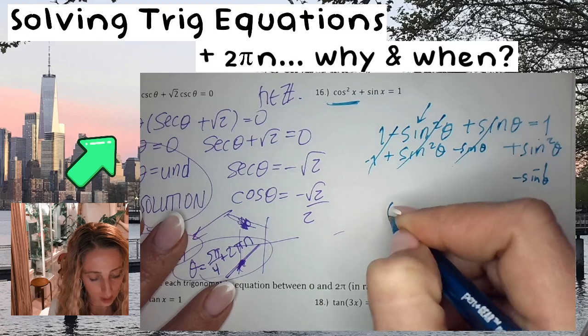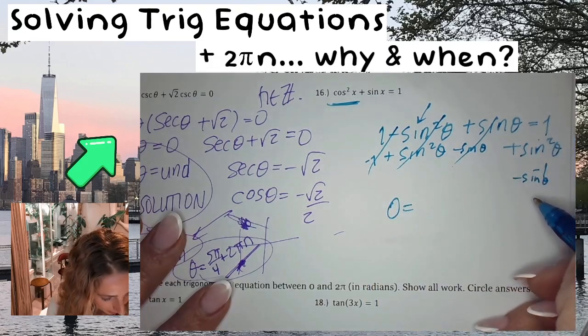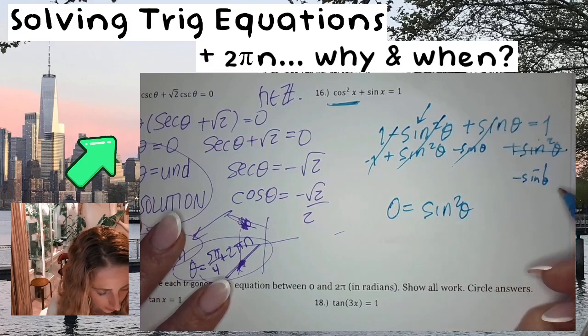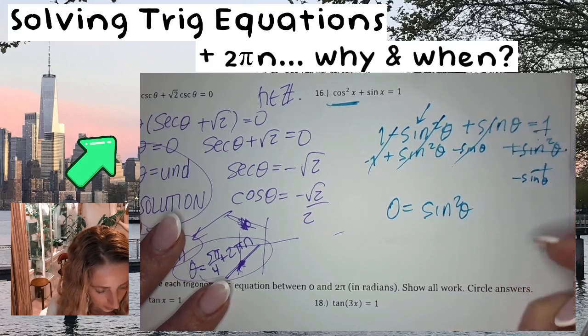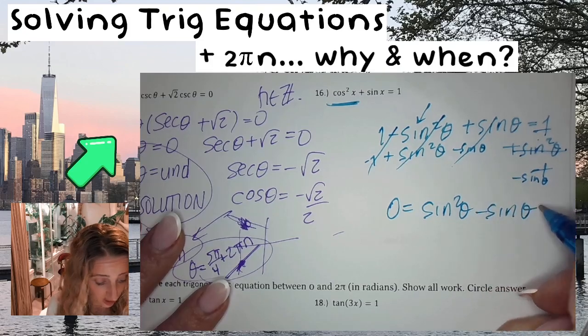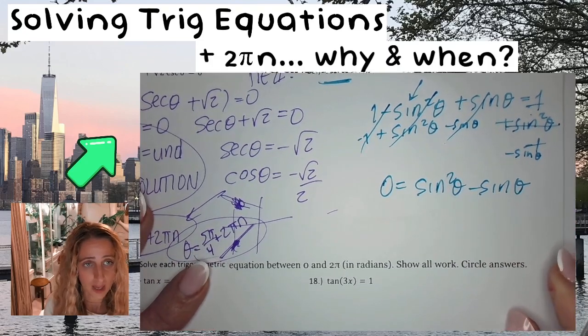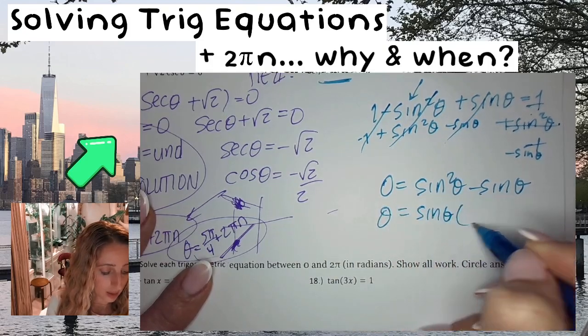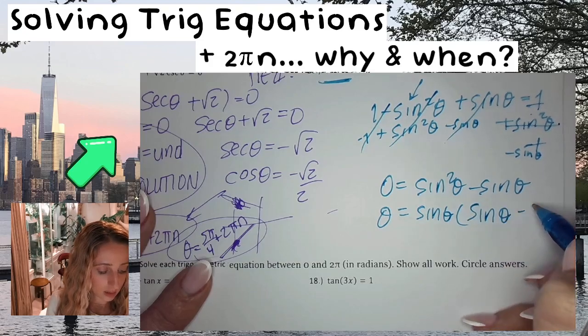So gone, gone, gone, 0 equals. That means my leading term is sine squared theta. Positive 1 and negative 1 is gone, and minus sine theta. Okay, so it's not going to be a C method. It's going to be a GCF. 0 equals sine theta times sine theta minus 1.